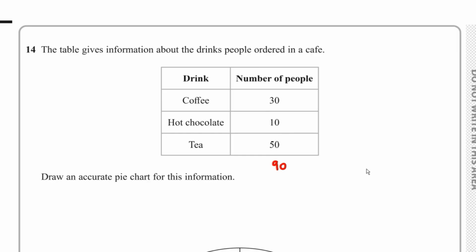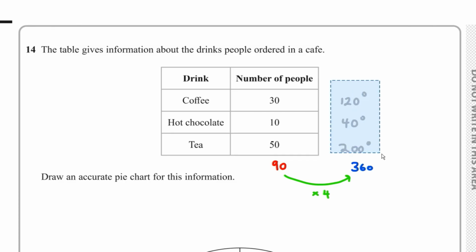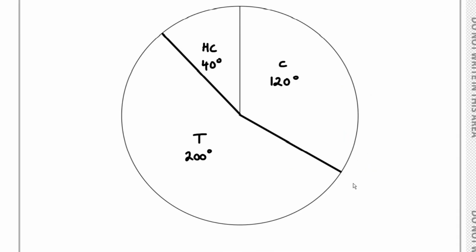Now we know that angles around a point sum to 360. So to go from 90 to 360, multiply by 4. So 30 multiplied by 4 is 120. So we've got 120 degrees for coffee. 10 times by 4 is 40, so we've got 40 degrees for hot chocolate. And 50 times by 4 is 200. So we've got 200 degrees for tea. Here is the completed pie chart.